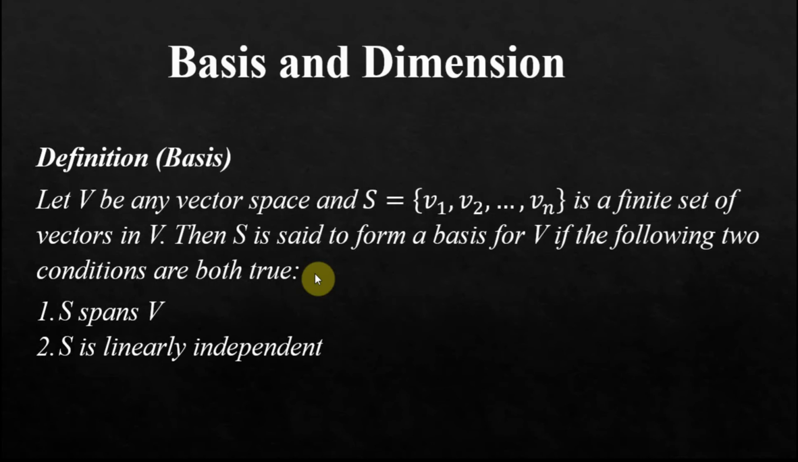The definition says: let V be any vector space and let S, which has within it n vectors, be a finite set of vectors in V. Then S is said to form a basis for V if the following two conditions are both true. One, S spans the vector space, and two, S is linearly independent.